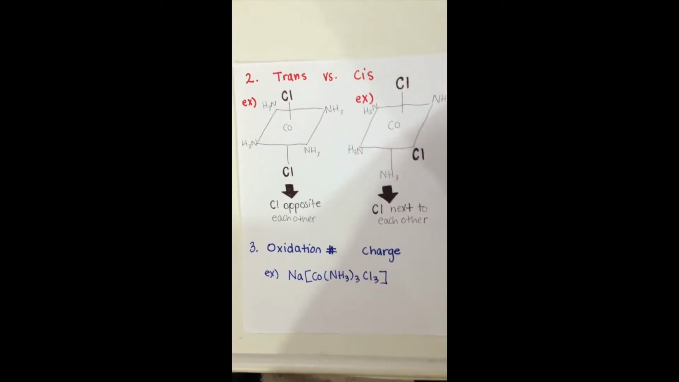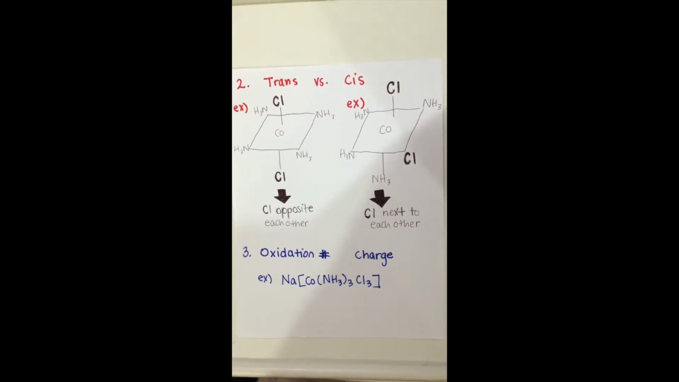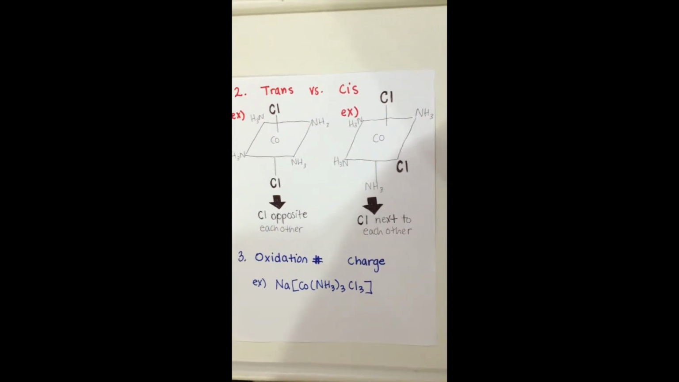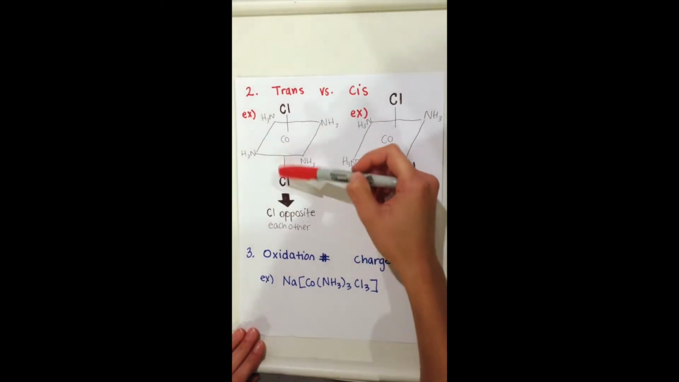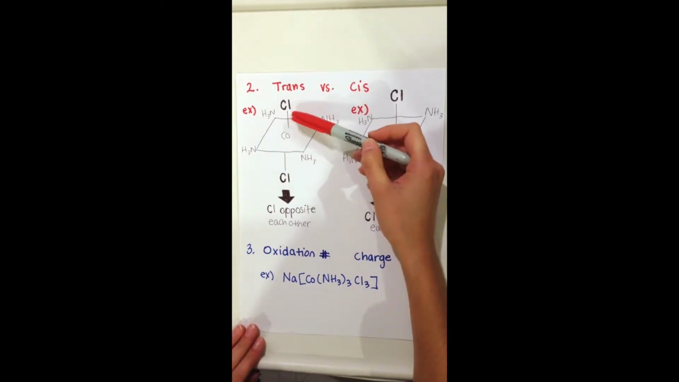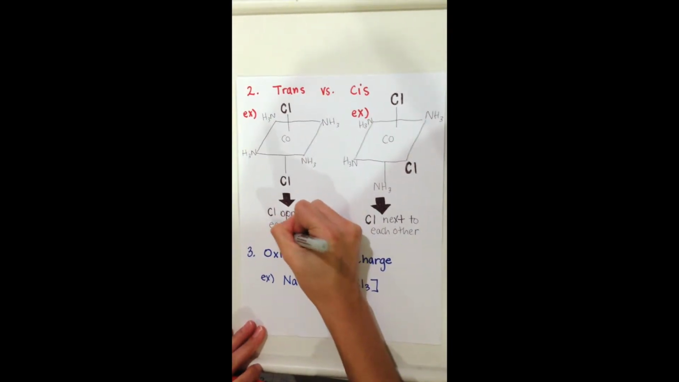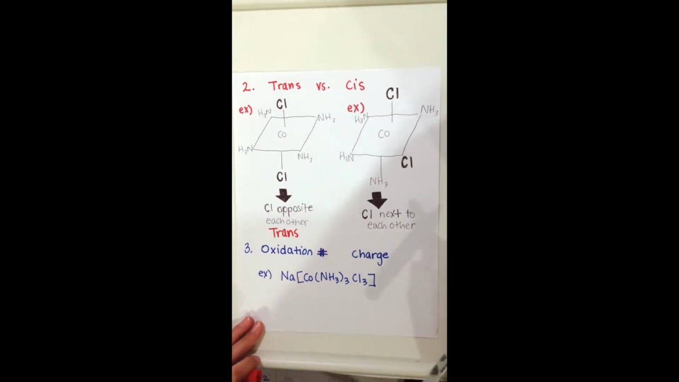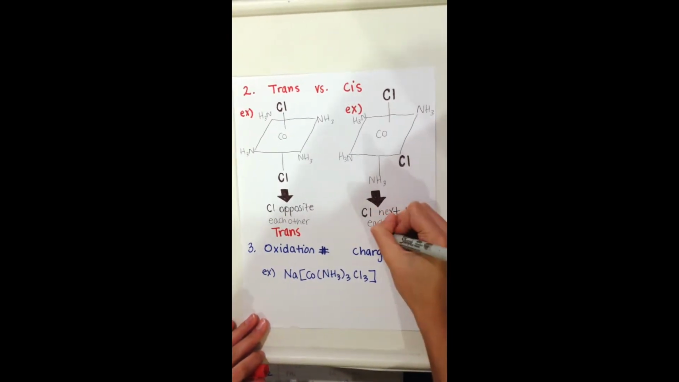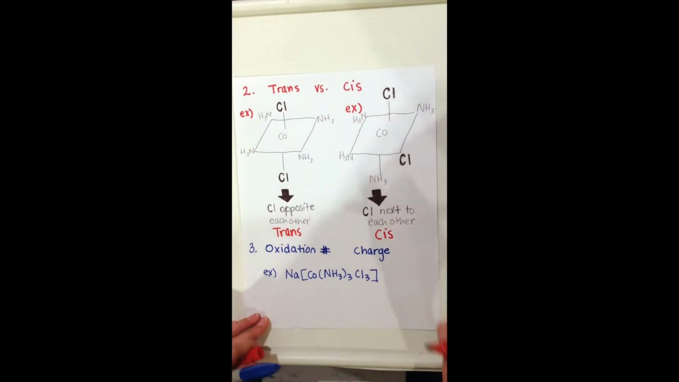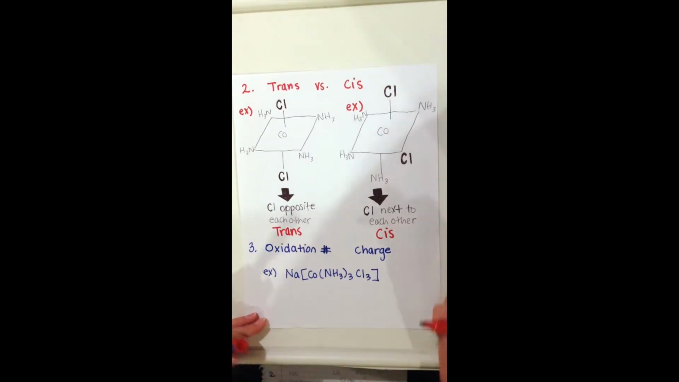Another concept to know is how to decipher whether the coordination compound is cis or trans. In the first example, we see that the chlorines are opposite from each other. This would make it trans. In the second example, we see that the two chlorines are next to each other. This would make it cis. A neat trick to remember is that cis kind of sounds like sister or same.